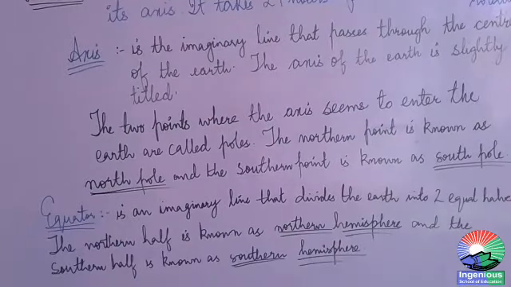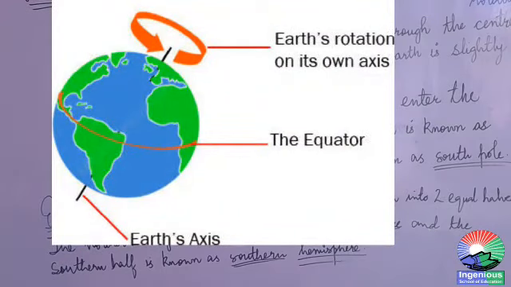My dear students, apart from axis, there is another imaginary line that passes through the earth. Do you know what this imaginary line is called? Okay, let me tell you, this imaginary line is known as equator. So what is equator? Equator is an imaginary line that divides the earth into two equal halves.